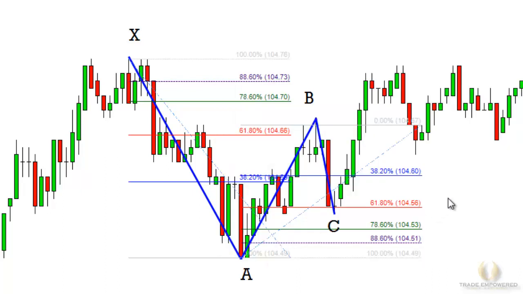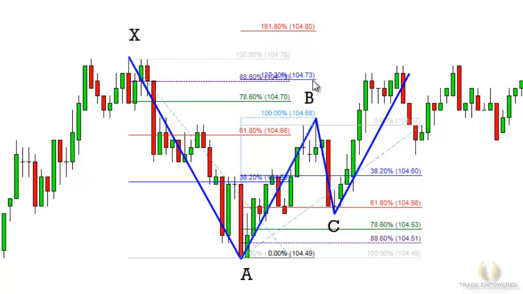Now for our D completion, we're looking for a few things. First, we're drawing on an equal move, so an ABCD pattern. So we can copy and paste our A to B move. We can drag that onto our C leg and predict where that's going to complete. We can also look at our 786 right here. And then if we take our Fibonacci extension tool this time, we're going to draw a Fibonacci extension from our A leg up to our B leg, back down, and we're going to look for a 127 extension. This zone between the 127 extension and our 786 is the kill zone for our Gartley pattern.